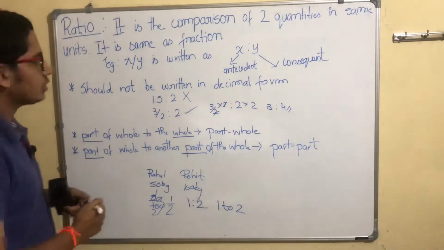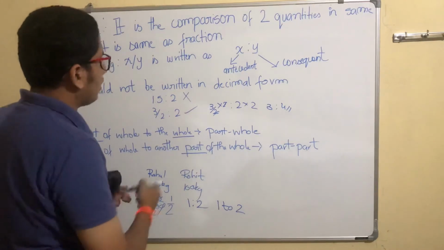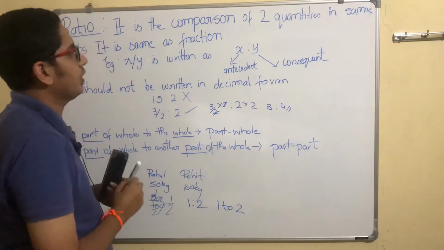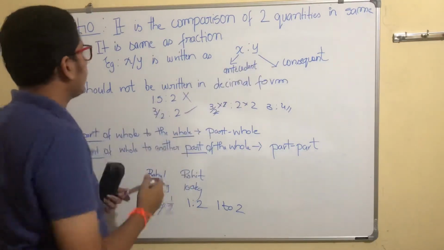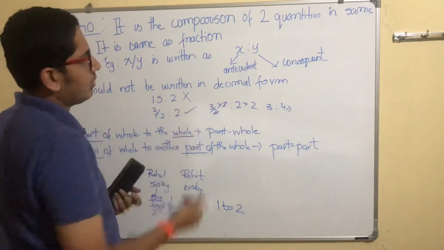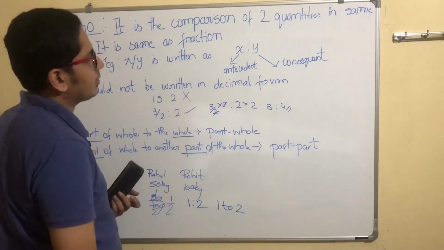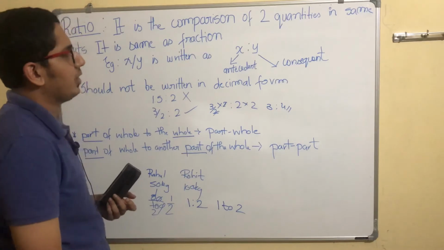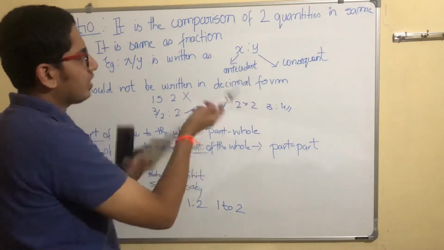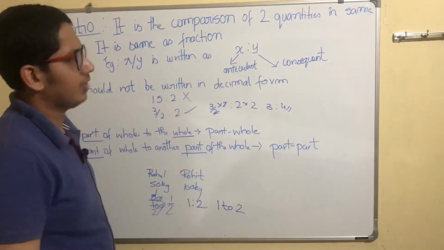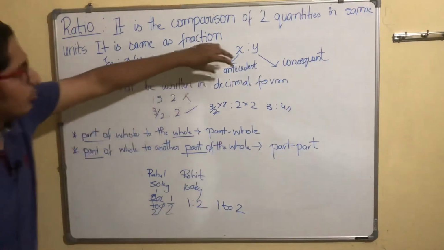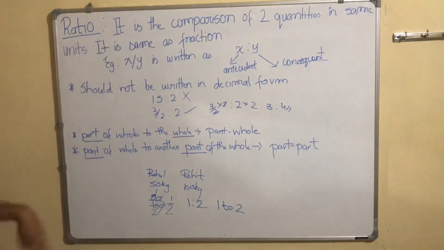Next, there are two terms in a ratio. The first term is known as the antecedent, and the second term is known as the consequent. These are the two names we have to remember. There is nothing special to explain about these. If you go through the Wikipedia definitions, antecedent is something which comes before, consequent is something which comes after. That's the simple meaning. We'll understand more about this while solving the problems. This much is enough.